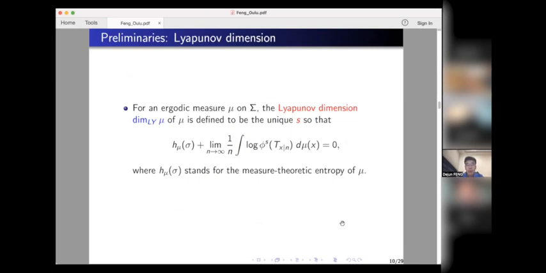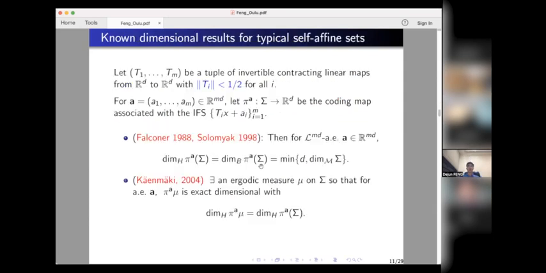For an ergodic measure mu on a symbolic space, we can define the Lyapunov dimension of mu, which is equal to the unique value s such that the following formula holds. Here h_mu(sigma) stands for the measure theoretical entropy of mu, and the second part is the Lyapunov exponent generated by the singular function phi^s. Now, we're ready to state the known dimensional results for typical self-affine sets and measures.